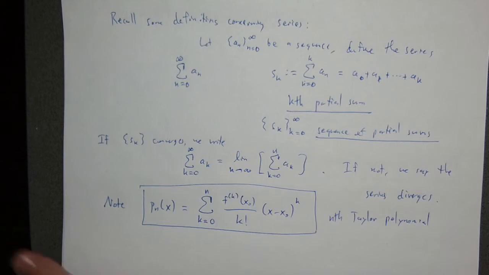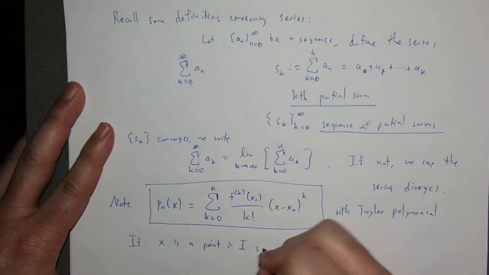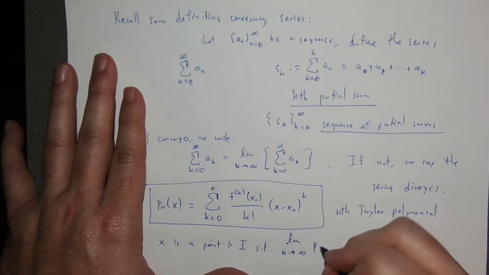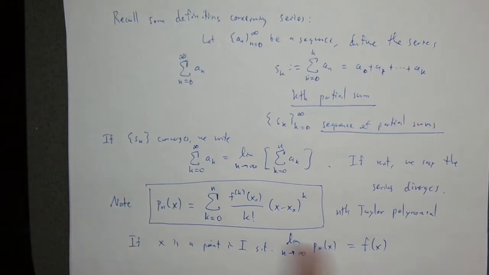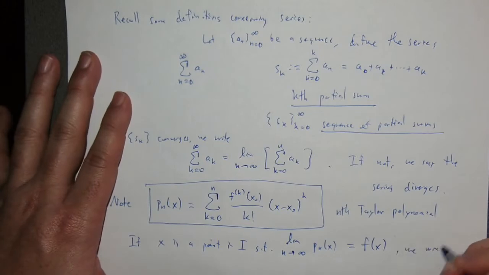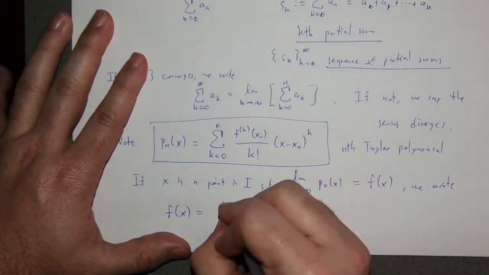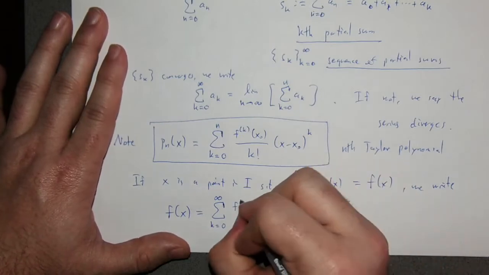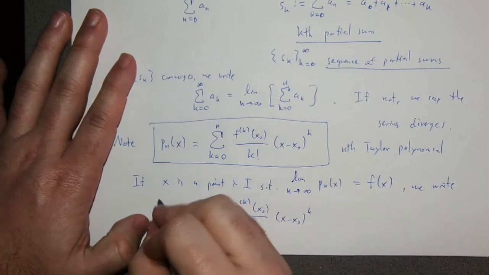Okay, and so if x is a point in I such that the limit as n goes to infinity of p sub n is equal to f of x, the f of x that is used to define this nth Taylor polynomial, we write that f of x is equal to the sum from k equals 0 to infinity, just like we did for the generic series, of the kth derivative of f evaluated at x naught over k factorial times x minus x naught to the k. So this is what we write.